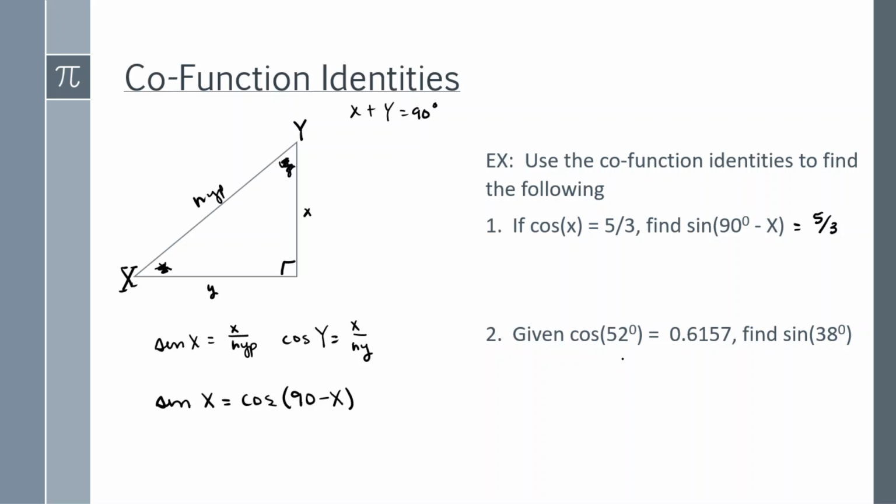Now what about cosine of 52 and the sine of 38? Well, 52 plus 38 equals 90 degrees, so these two angles are complementary. So the sine of 38 would be 0.6157. So I don't need a calculator. I don't have to draw the picture. I don't have to figure anything out. I just know that if they're complementary angles, then the sine and the cosine will be equal to each other. All right, so hopefully that all makes sense.